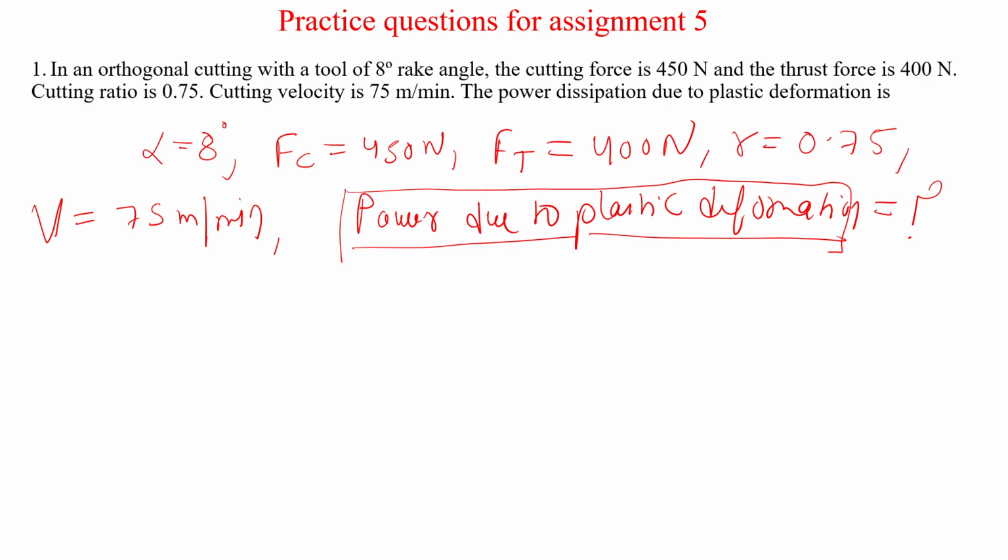Those who have solved, please check your answer here. See. First of all, in this question, we need to understand which power he is asking. We know the total power. Total power is the summation of two powers. One is the power because of the chip, and one is the power because of the shear, right? This chip power is the power when the chip flows on the rake surface, and this shear power is the power when the chip gets sheared on the shear zone, right?